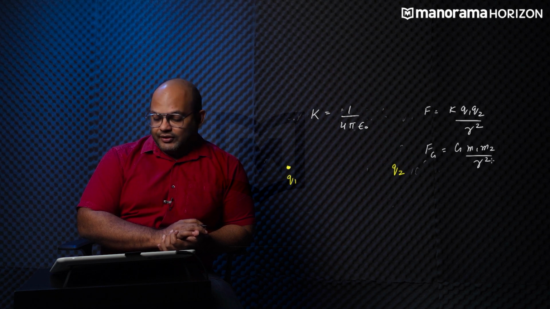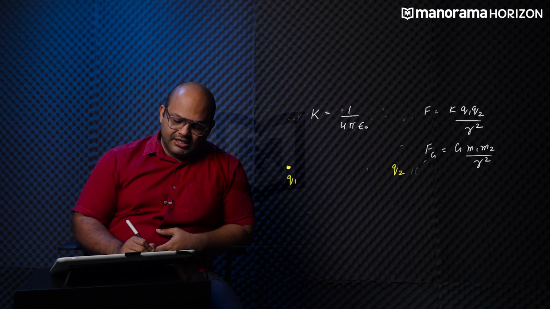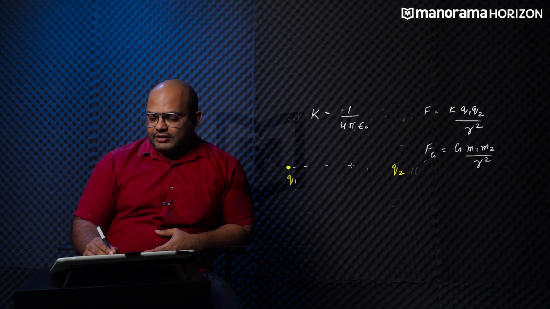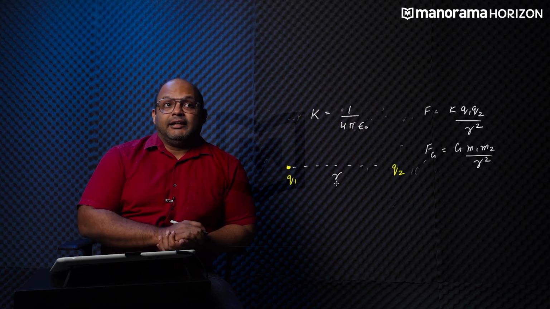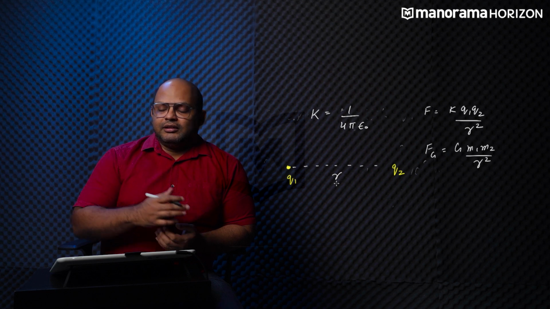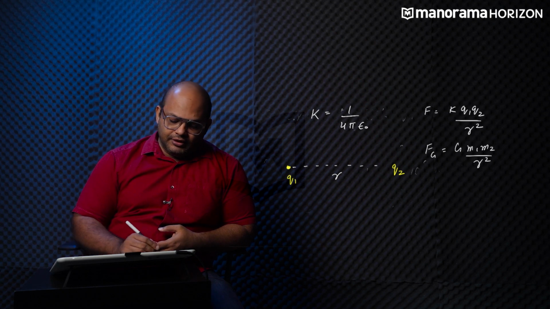So what this means is that if we have two charges Q1 and Q2 and these charges are separated by a distance R, then the force between them can be calculated. There are two important differences between the gravitational force equation and the electrostatic force equation. Number one is this constant G.